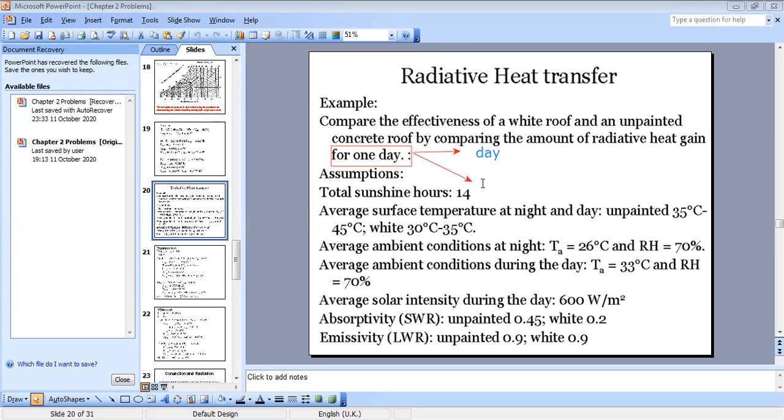Now, what are the givens here? First, they gave us the total sunshine hours. Why did they give us the sunshine hours? For what purpose?